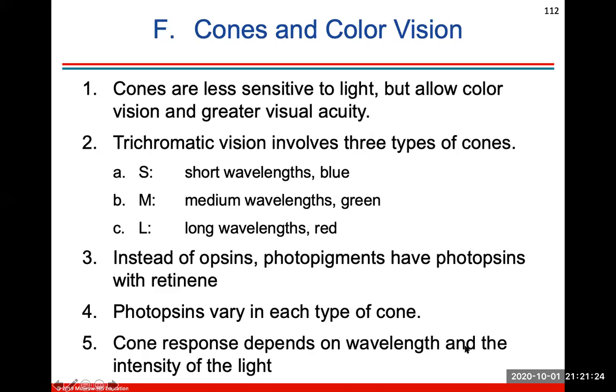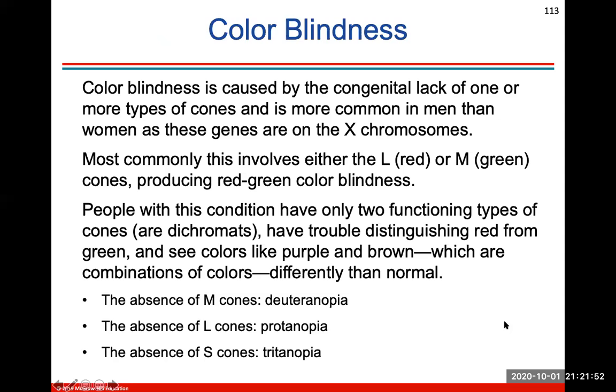Cones are less sensitive to light, but they allow for color vision and greater visual acuity. There are 3 different types of cones in what different wavelengths they perceive, and that will have to do again with what colors they'll perceive. And instead of the opsin pigment, photopigments have photopsins with retinine, and photopsins vary in each type of cone depending on the color.